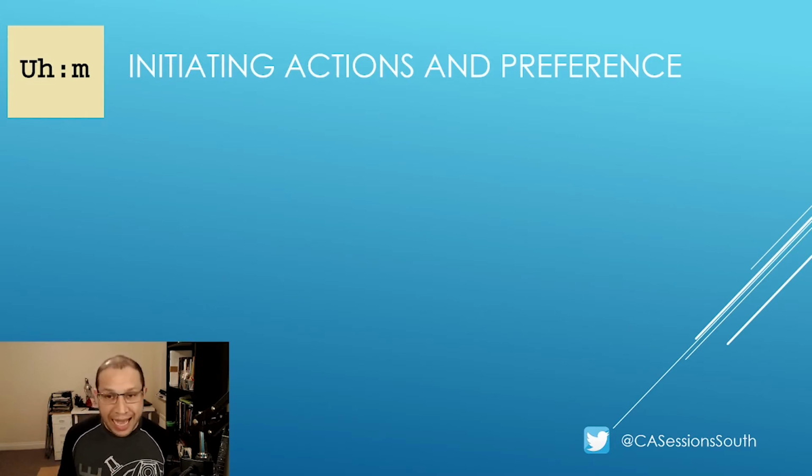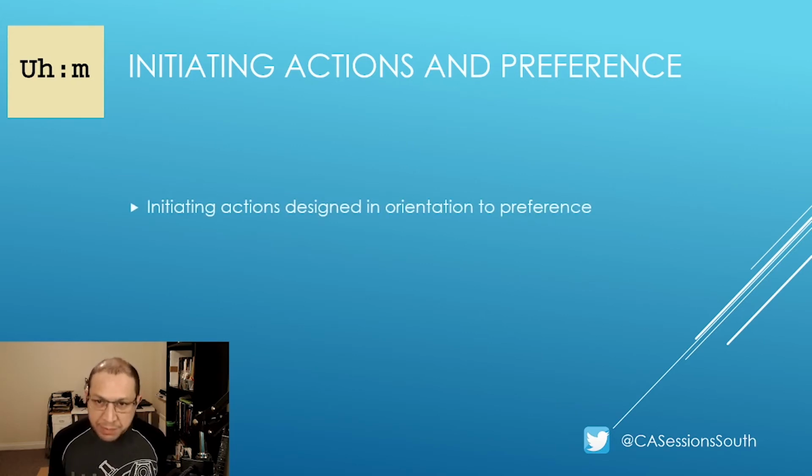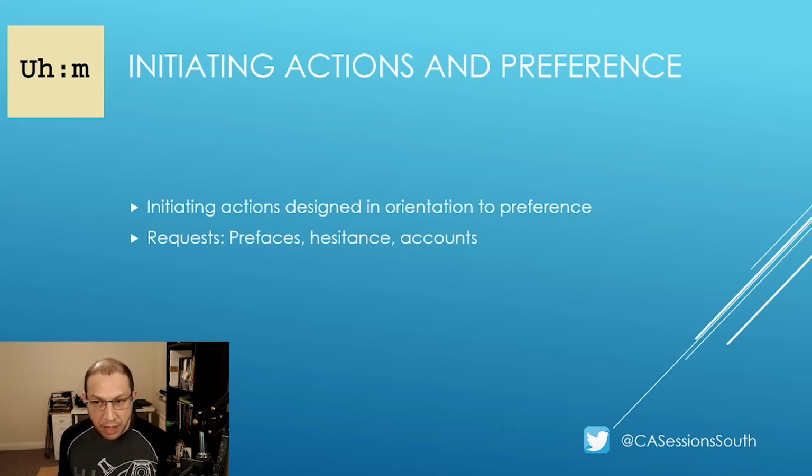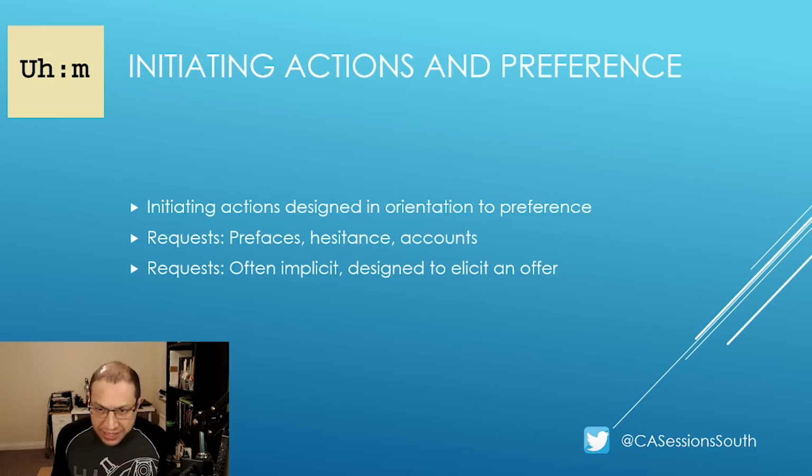Now we'll take a look at how the initiating action can be used. As well as being able to identify preference organization in second actions, the initiating turn can also be seen as highly organized in orientation to the normative expectations of a given action. For example, requests are often performed with prefaces, hesitance markers, and accounts for the request. And more than this, requests can sometimes be performed in subtle ways that make the request implicit, with turns that are designed instead to elicit an offer.